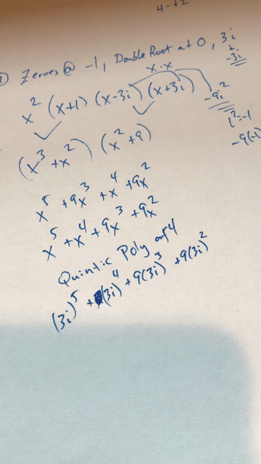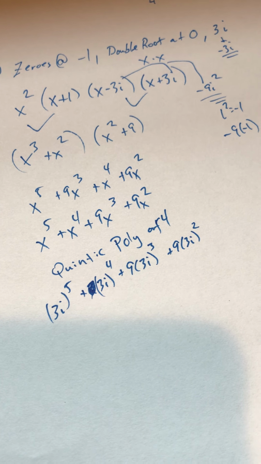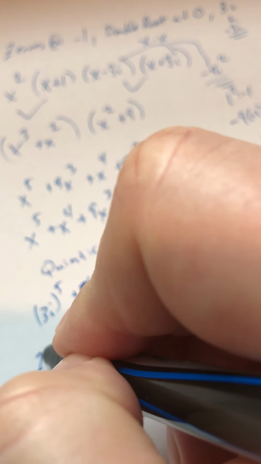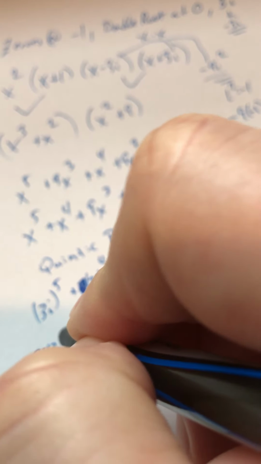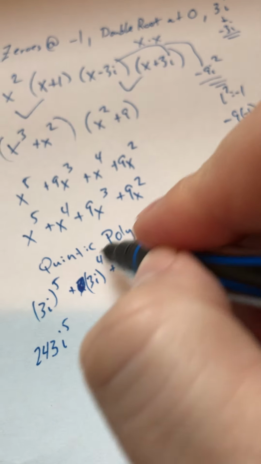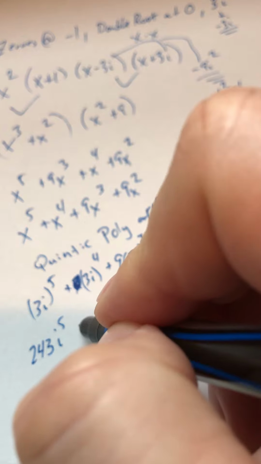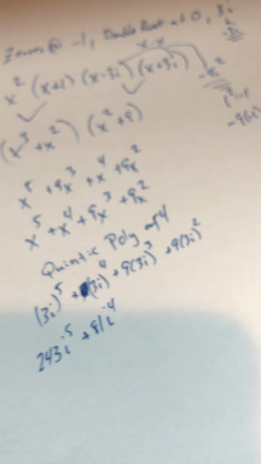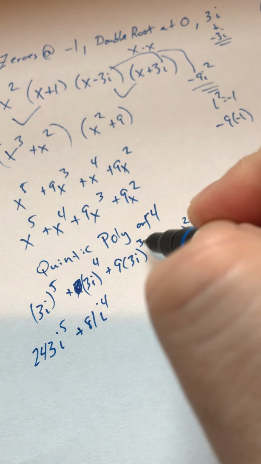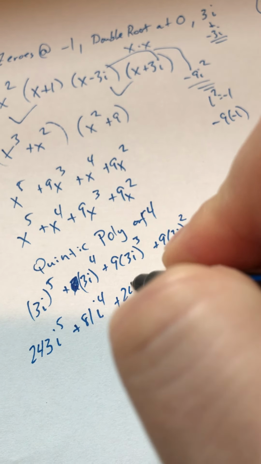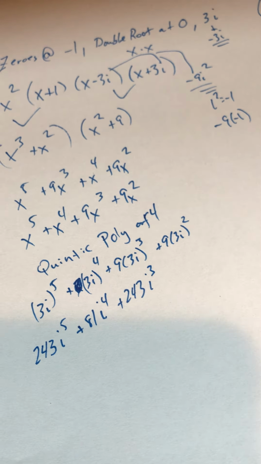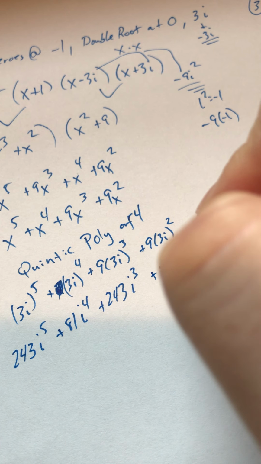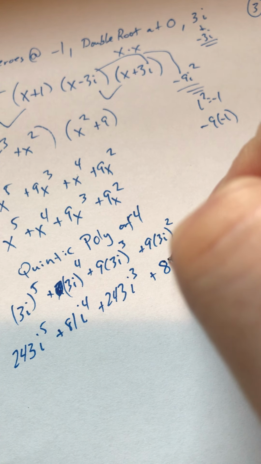Does this stuff work? So 3i to the 5th power, well, that's 3 to the 5th and i to the 5th. 3 to the 5th is 243. And then 3i to the 4th power, well, that's 3 to the 4th, which is 81, and then i to the 4th. And then 3 cubed is 27 times 9 is 243, and then this is i cubed. And then this is 9 times 9 would be 81 i squared.